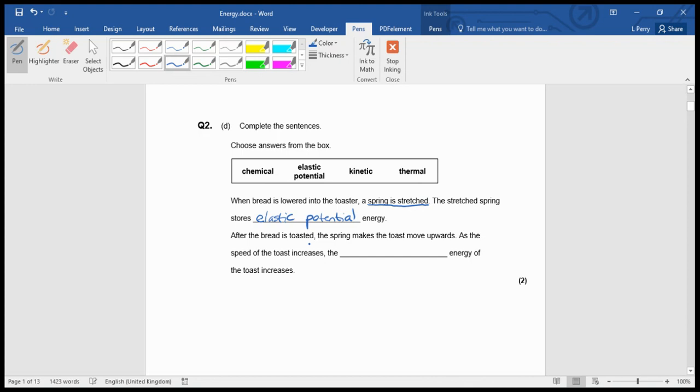After the bread is toasted, the spring makes the toast move upwards. As the speed of the toast increases, the something energy of the toast increases. So it's talking about the toast moving. So that's kinetic energy. So that's quite a nice question because it gives you big hints. A spring is stretched to make you think of elastic. The toast moves to make you think of kinetic. And it gives you the words to pick from.